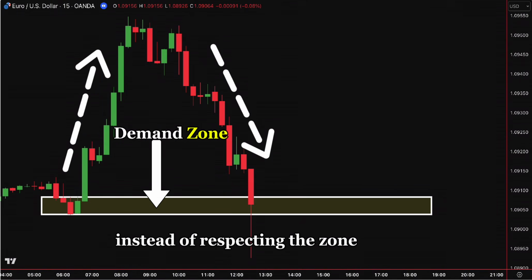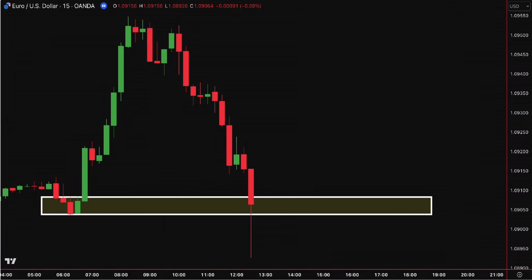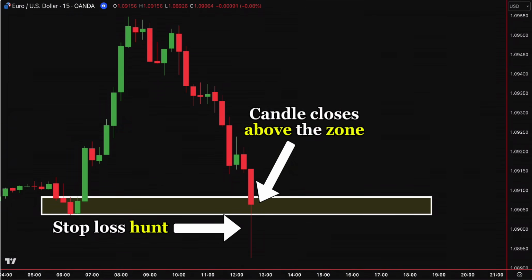Instead of respecting the zone immediately, price breaks below the demand zone. This move triggers stop losses from retail traders who entered early expecting a clean bounce. Their stops are usually sitting just below the zone, and market makers know that. Then comes the key detail. The candle closes back above the zone.